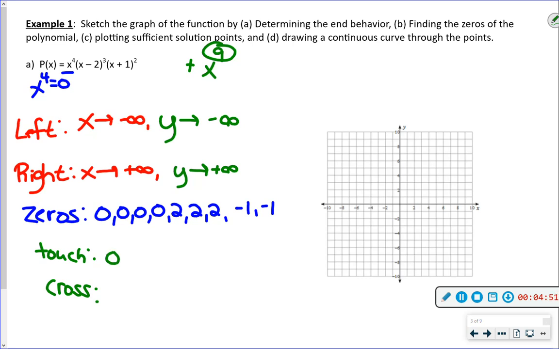2, there's 3 of them. An odd amount, so that will cross. -1 is a pair, an even amount, will touch there. So that's going to help me when I draw all the graphs.